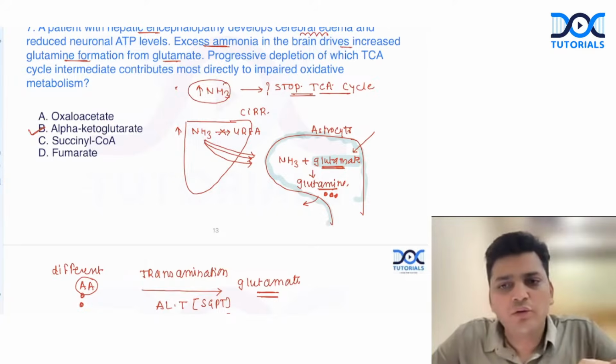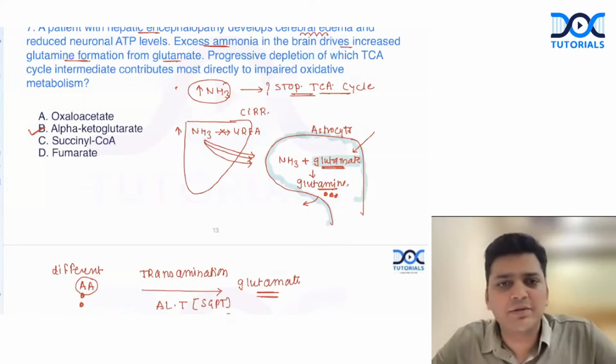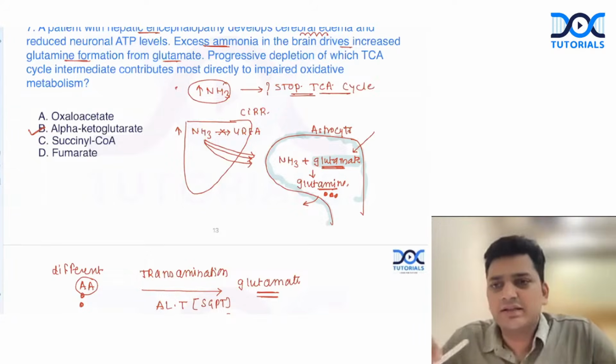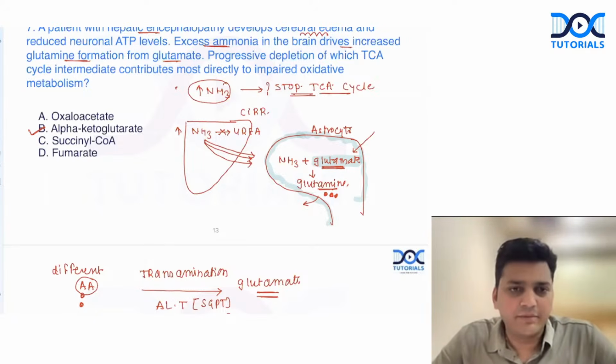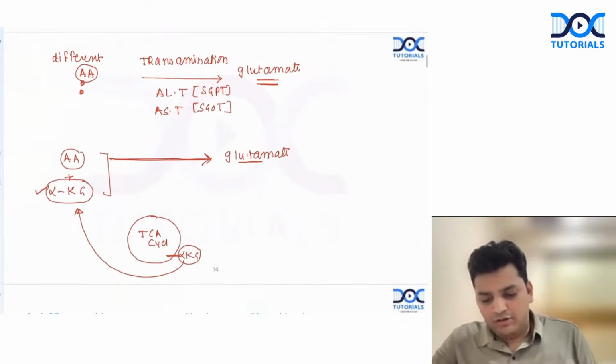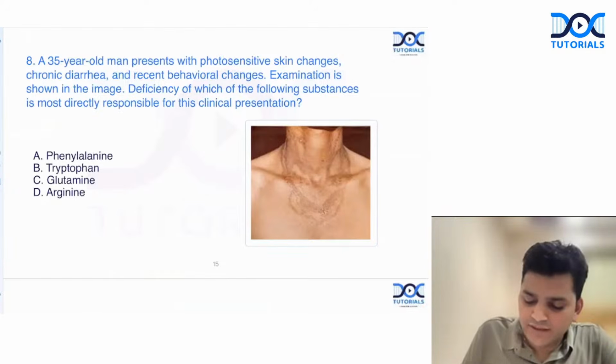I want you to remember this directly as a fact also, that hyperammonia stops the Krebs cycle by depleting which intermediate. Even if you see the workbook, we have written that as a direct statement: hyperammonia stops the Krebs cycle by depleting the alpha ketoglutarate. We have written that in the summary. Now, this was an easy question, right? The moment you see this image, you will immediately think of Pellagra.